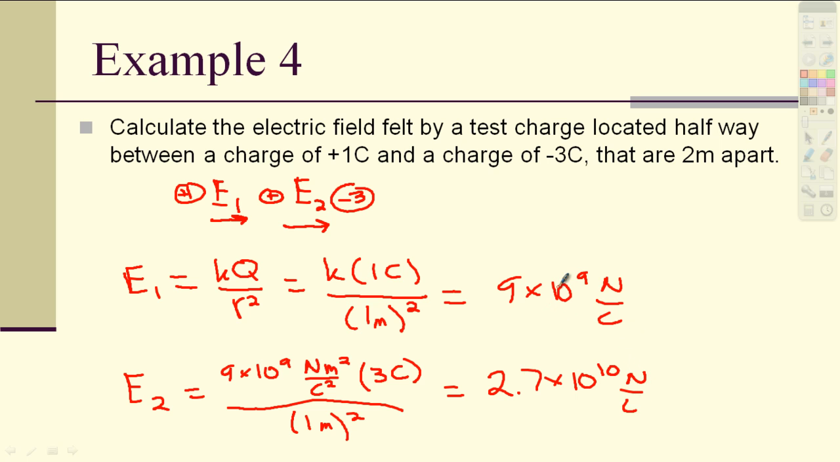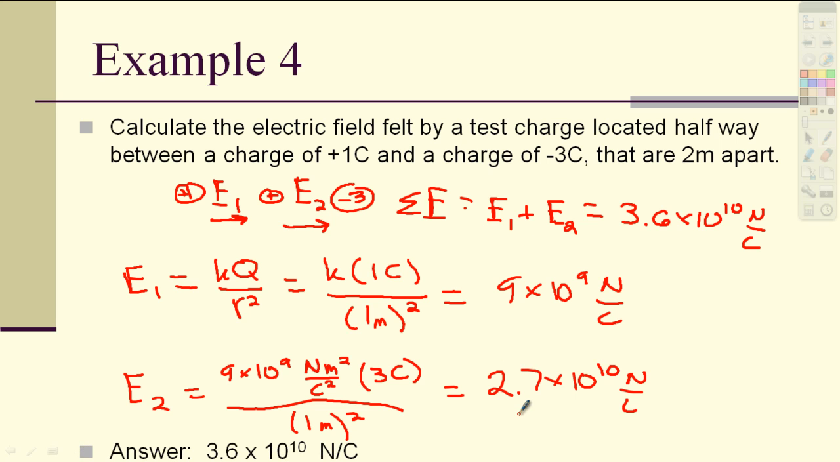So the net electric field is going to be E1 plus E2, which gives you 3.6 times 10 to the 10 newtons per Coulomb. That should be it. 3.6 times 10 to the 10. Cool.